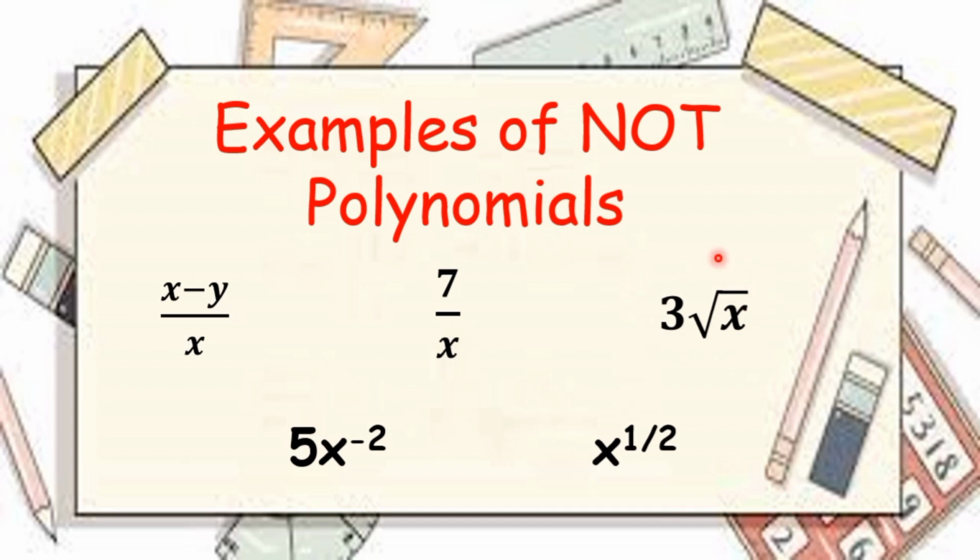Next is yung 3 square root of x. It is also not a polynomial because there is a letter inside the radical. Another one is 5x raised to negative 2. Since ang exponent niya ay negative, kaya siya ay naging not a polynomial. So tandaan na dapat positive lang ang kanyang exponent.